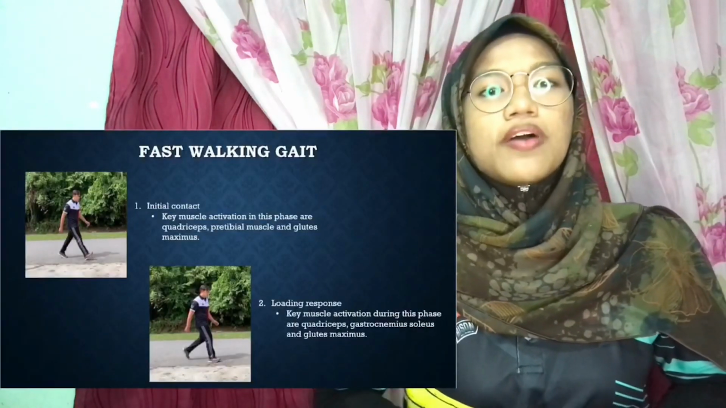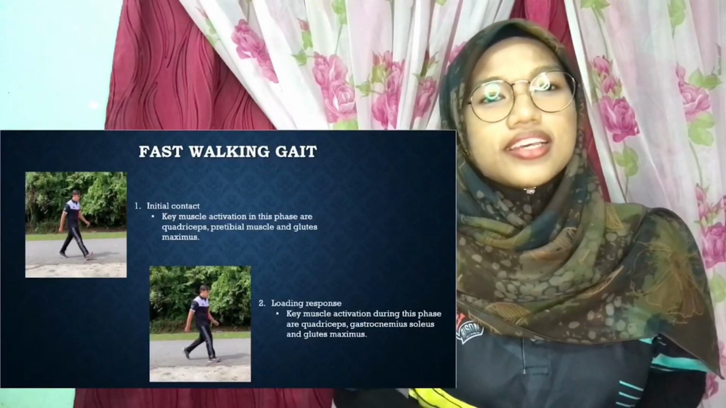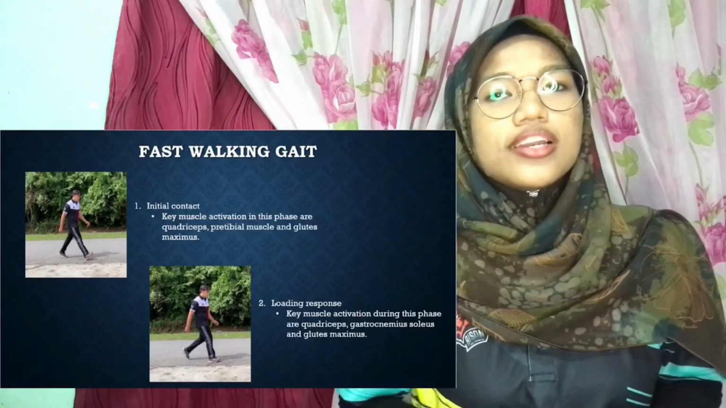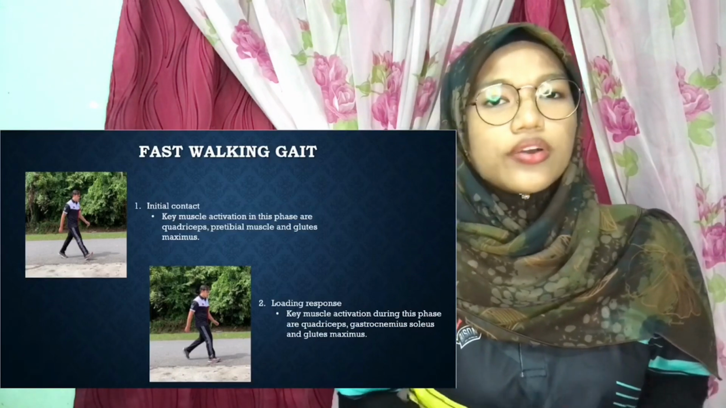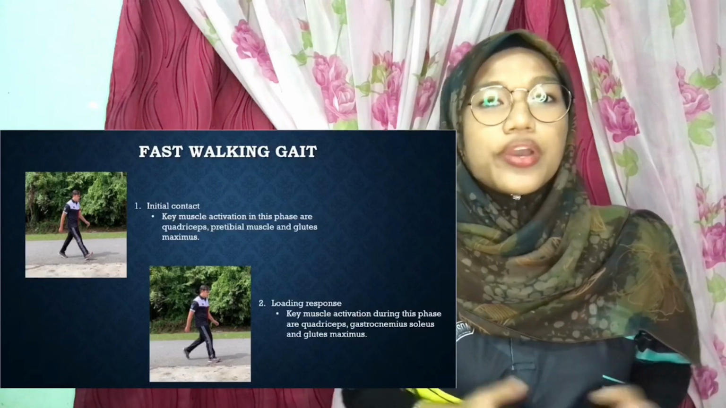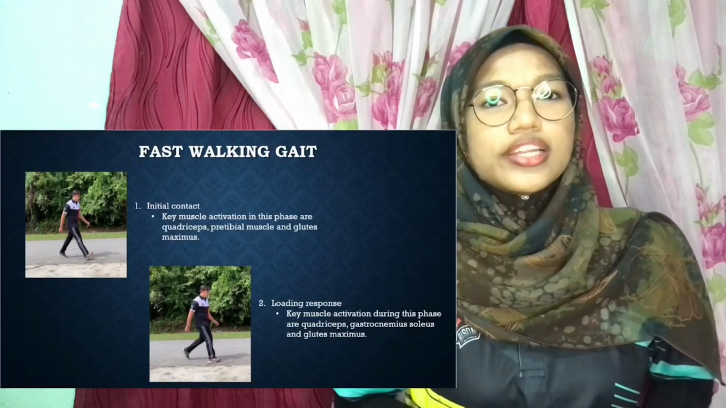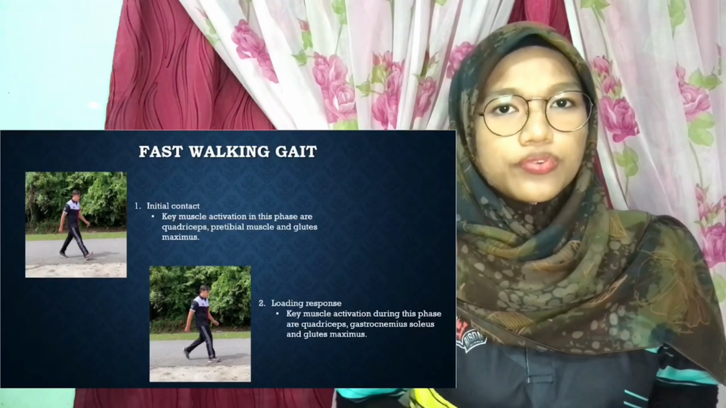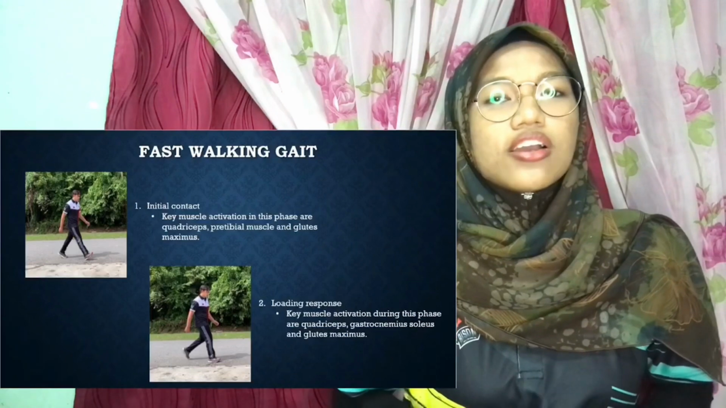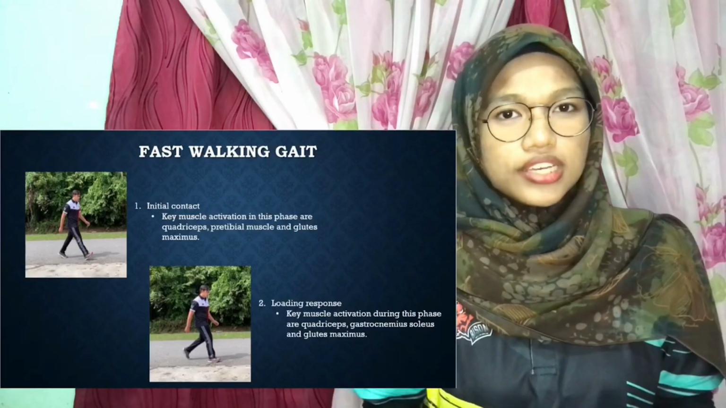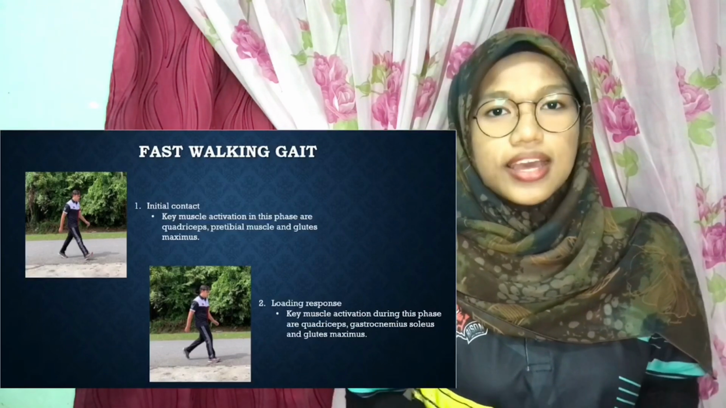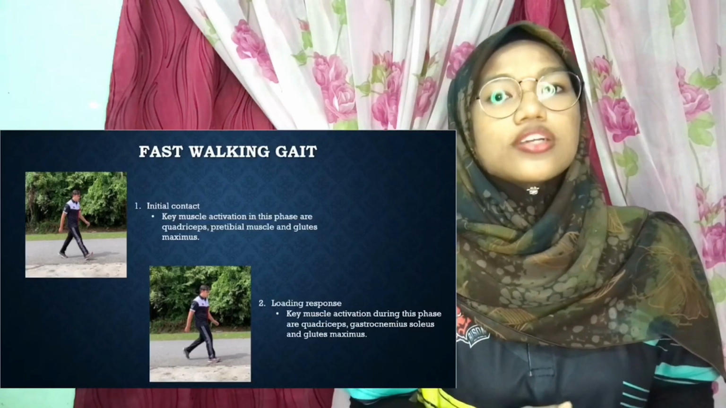Next, I will talk about fast walking gait, starting from the initial contact phase. Initial contact phase means your left leg is out in front of you and about to touch the ground. This moment, whether you land on heels, midfoot or forefoot, is called initial contact and marks the beginning of the stance phase. For example, key muscle activations in this phase are the quadriceps, pretibial muscle and gluteus maximus.